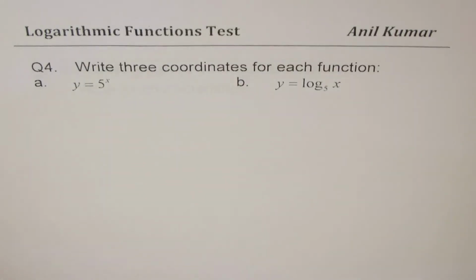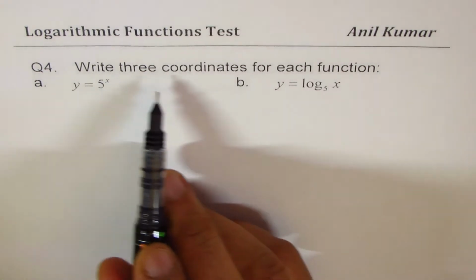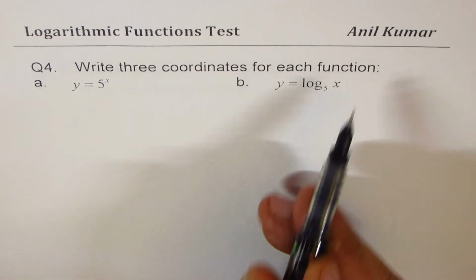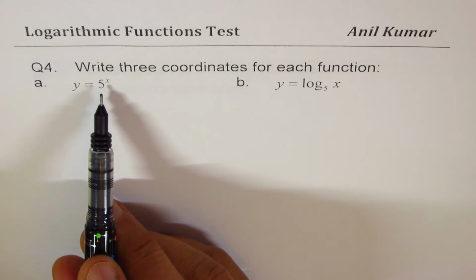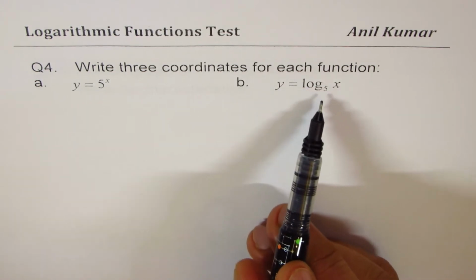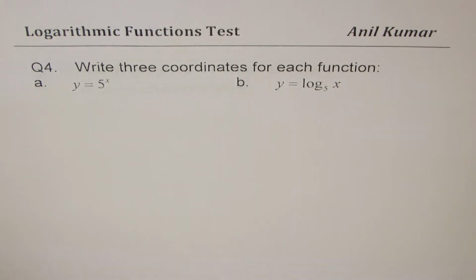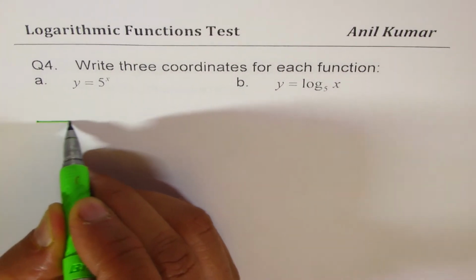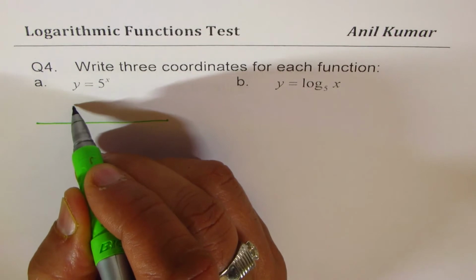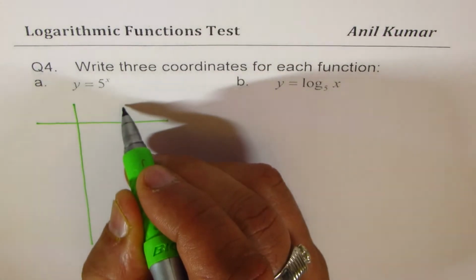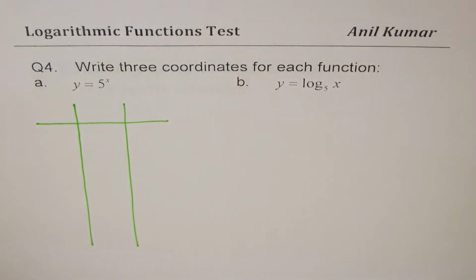Okay. So now let's take question number 4. Write 3 coordinates for each function. Y equals to 5 to the power of x, y equals to log to the base 5 of x. So what I will do here is make a table. We'll write just 3 coordinates. So we have to take 3 different x values and then write the coordinates.